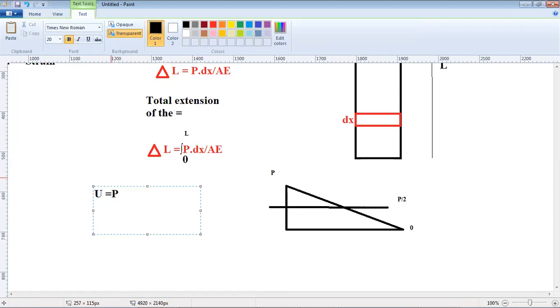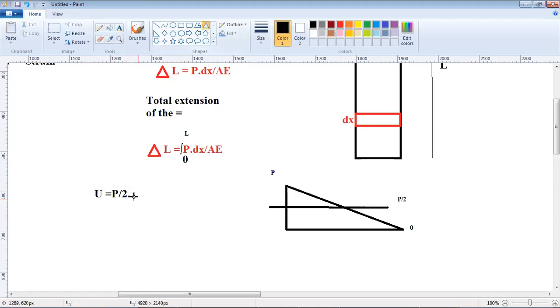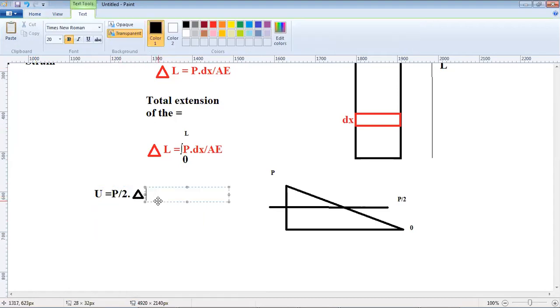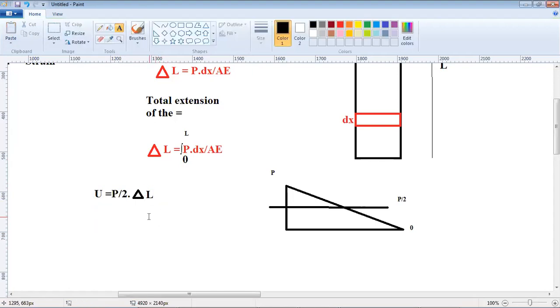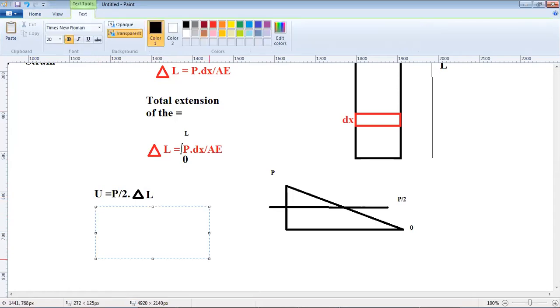its load. How much is the load? P by 2, which is the average load, into extension. Extension is delta L. This is the P by 2 into delta L. So you actually have overall U equal to half times P and delta L. So it's P by 2.